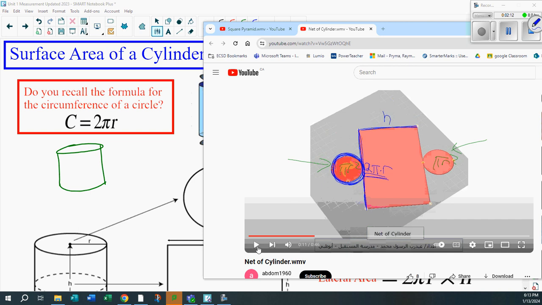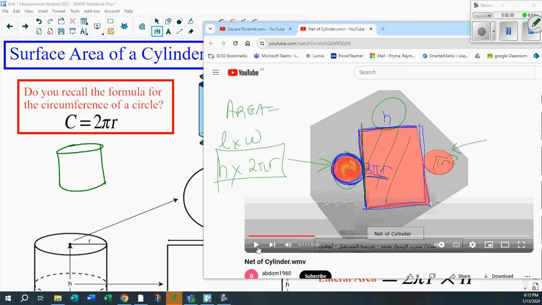So if you wanted to find the area of this, it's a rectangle. So you'd have to go area equals length times width. The length, of course, is the height. The height times this distance around the circle, which is 2 pi r. All you have to do then is add the circles, and you've got the total surface area, don't you?